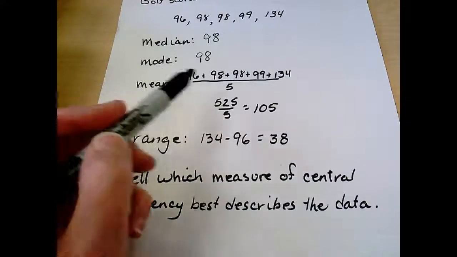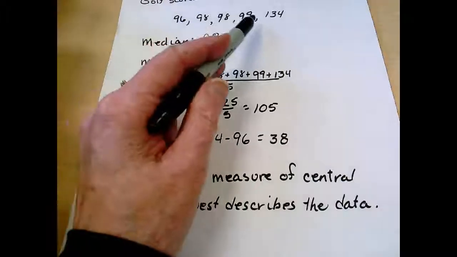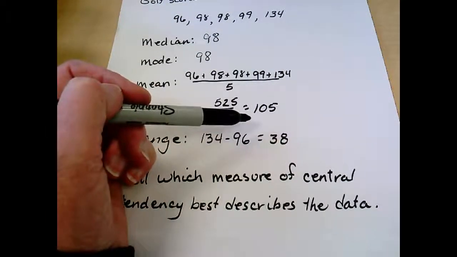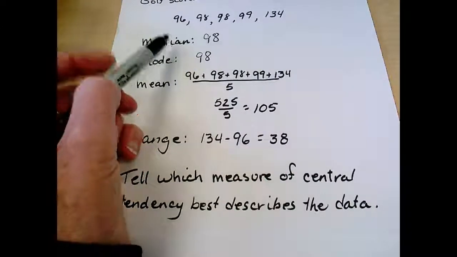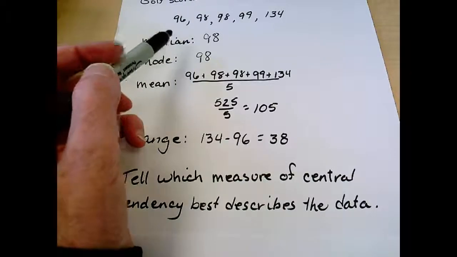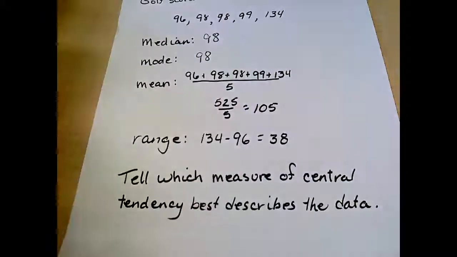If I look at my mean, it's 105. And I look at my data, well, I have 4 out of the 5 that are not even close to 105. So that one's not a good way to describe it. So I would use my median or my mode. Most of the time, it is your median or your mean that is best at describing your data. And in this case, it would be our median.